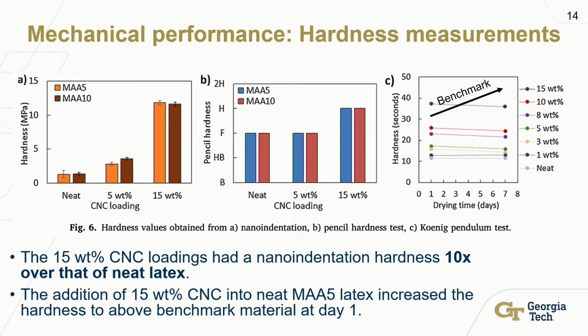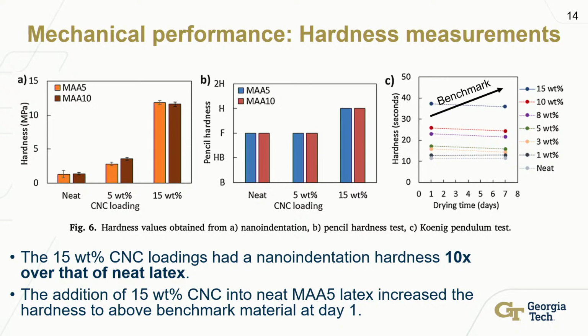It's a swinging pendulum that essentially touches the film as it swings by, and if the film is soft and tacky, it will slow the pendulum down, and you'll have fewer seconds of pendulum swinging. This is a very empirical type of industry test. If the film gets harder and less tacky, then the pendulum swings longer. There's less friction. So you can see, looking at day 1 and day 7, as we add the CNC material, indeed it gets harder, and it's about the same hardness on day 1 as it is on day 7, which is really good news, meaning that it develops its max hardness on the first day.